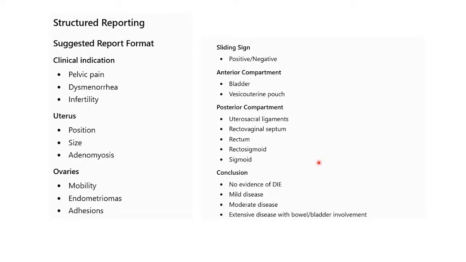Now, the conclusion: no evidence of deep infiltrating endometriosis, if there is none. If it is there, then you have to report likewise: mild disease, moderate disease, extensive disease with bladder or bowel involvement. You have to conclude, if it is extensive, that it is affecting the bladder and the bowels. You have to take note of that in the endometriosis mapping ultrasound report. It's a special type of report. That's why I made this presentation.